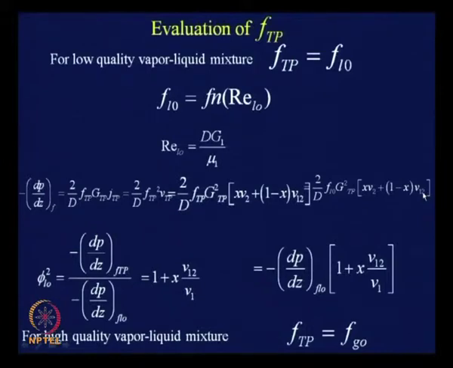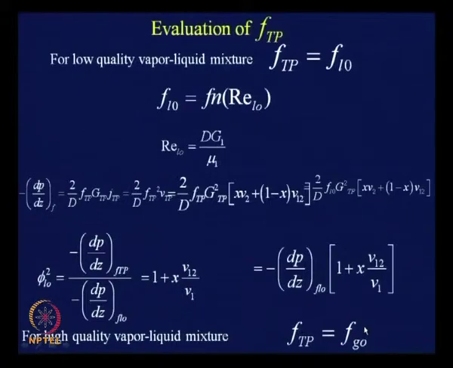Now, this is one particular thing that we can do. If we have a very high quality vapor liquid mixture, for that situation we can write FTP equals F gas only, agreed. So, for high quality and low quality, these can be two circumstances. For most of the cases it is neither a very high quality mixture nor a very low quality mixture; both of them can be in comparable amounts.